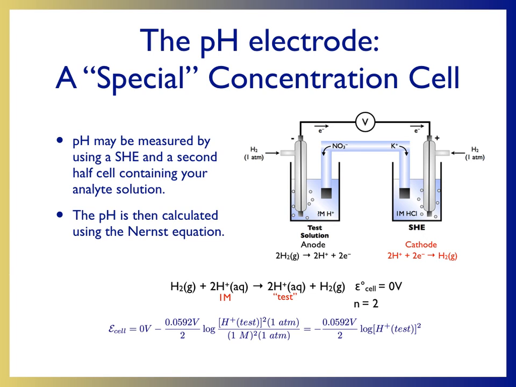We can use one very useful property of logarithms, that is that the log of x raised to the y power is equal to y times the log of x. This brings the 2 outside of the logarithm term and cancels it out with the 2 in the denominator of the fraction. This gives us that E cell is equal to 0.0592 volts times the negative log of the H plus test solution concentration. Remember that the negative log of the H plus concentration is the pH. Therefore, the E cell is directly related to the pH of the solution. You would measure the cell potential and then convert it into a pH using this equation.